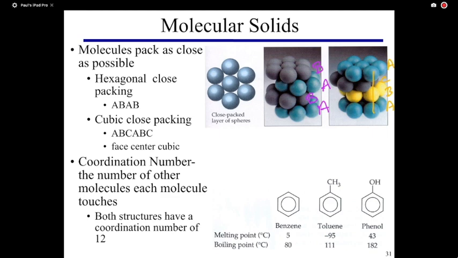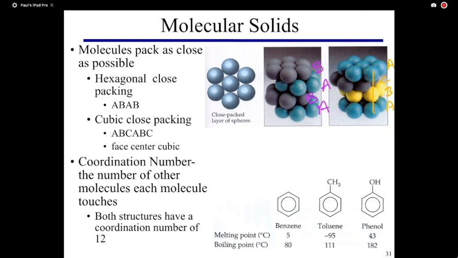Now, what's important about this? Something called the coordination number, meaning that if I'm a little molecule and I'm packed this way, how many neighbors do I touch? Okay. How many entities do I interact with? Both structures have a coordination number of 12. They touch 12 other molecules when they're packed this way.